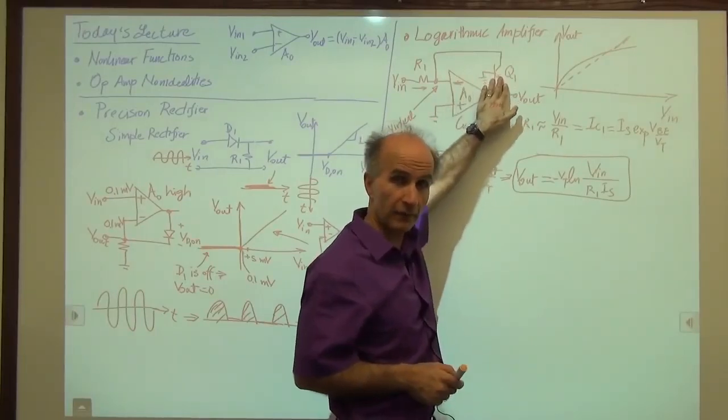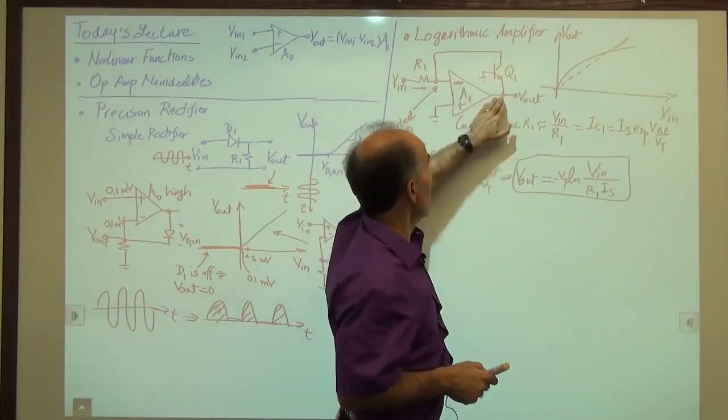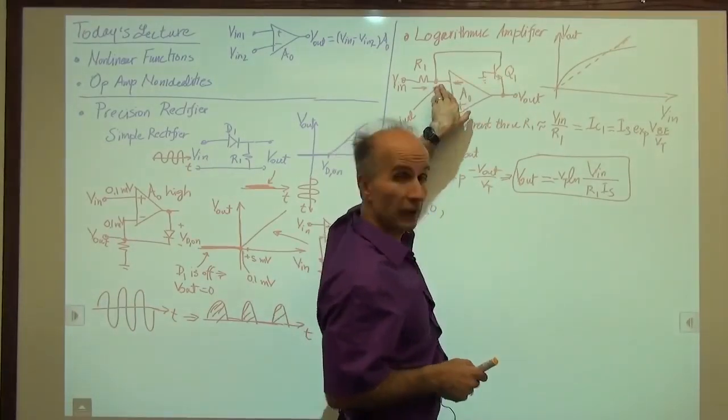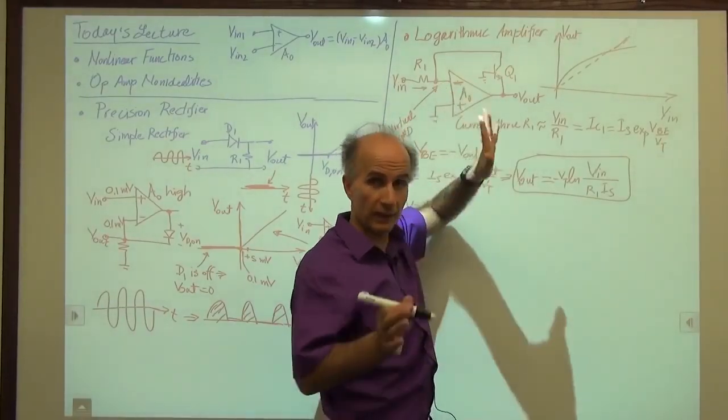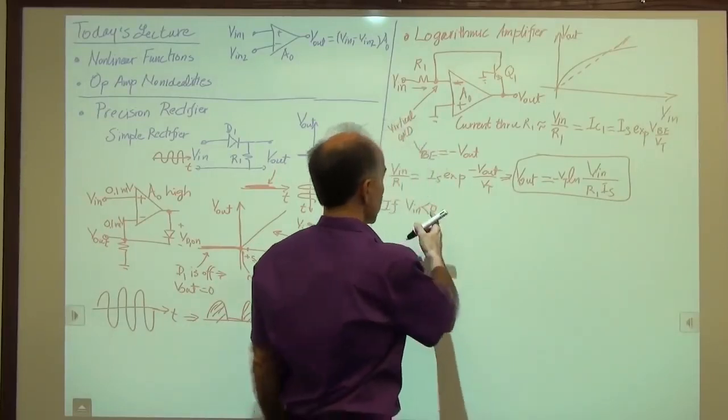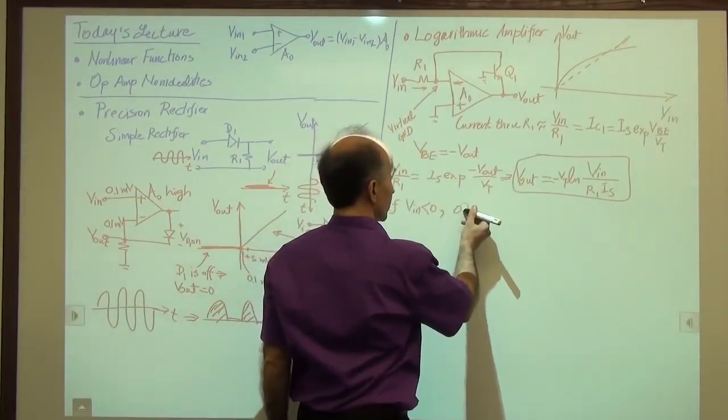So this transistor turns off. If this transistor turns off, this op amp has no control over this input anymore. This input is not a virtual ground anymore. So everything goes crazy.